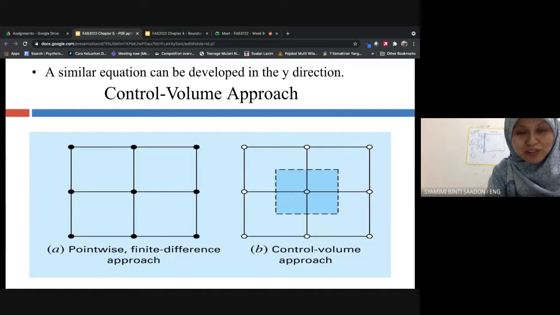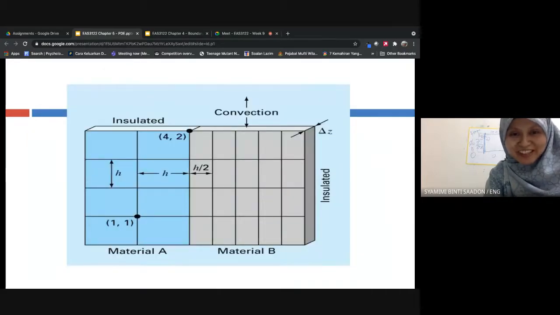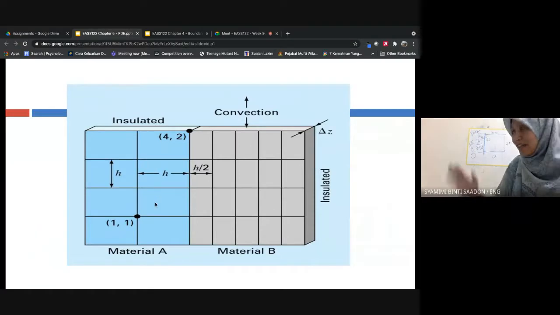Control volume approach. I see. So this is an example like I have drawn here. Imagine material B is the heated plate that we have, and at one extreme point, we have an insulated material, which is material A. So we assume this boundary, this extreme point, is insulated. But for the rest, the heat transfer process can still occur.